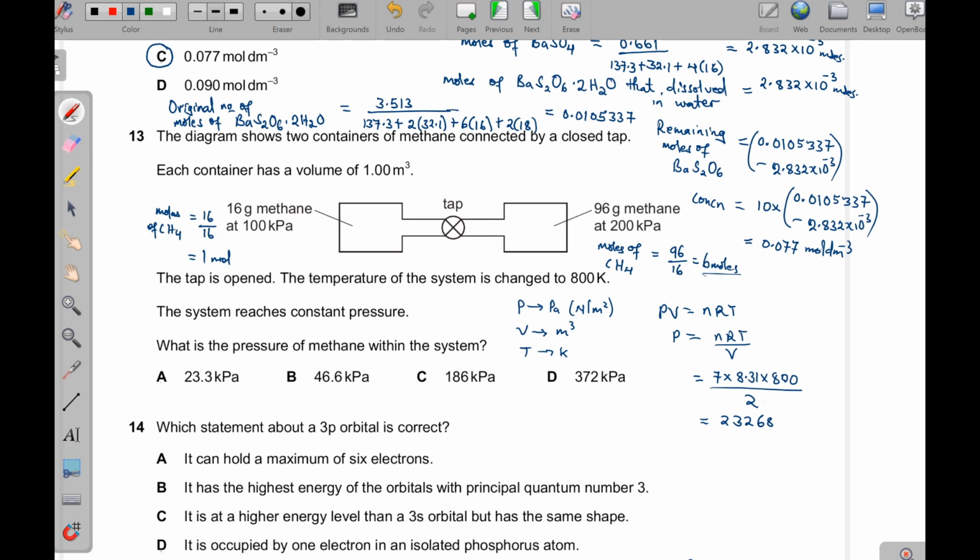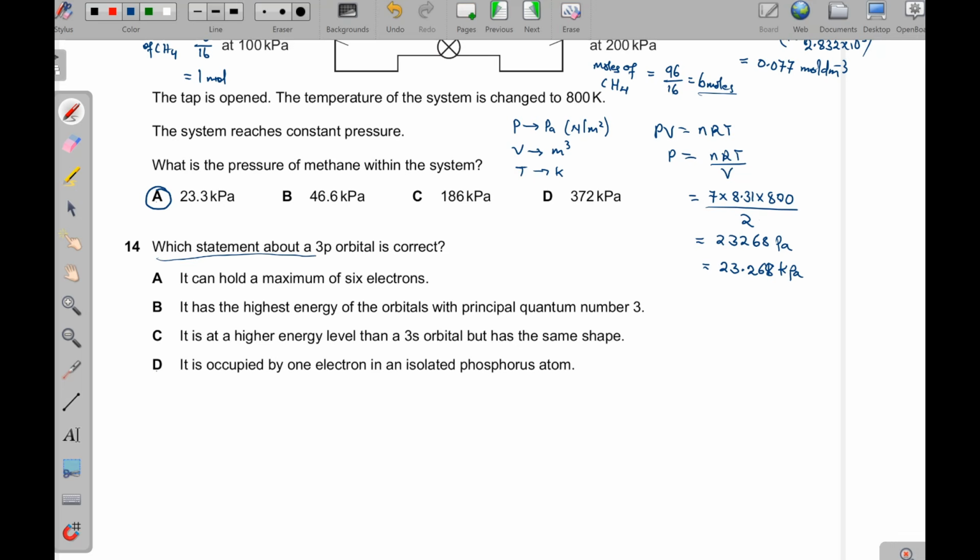23268. These are pascals, but when we look at our answers here, we have kilopascals. So you divide this by 1,000, so it will be 23.268 kilopascals. And our answer therefore becomes A.